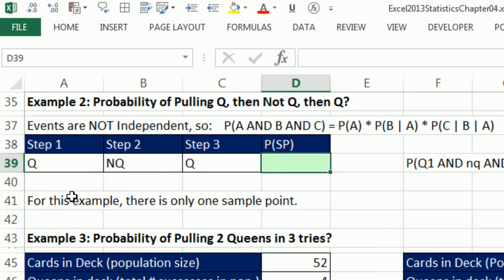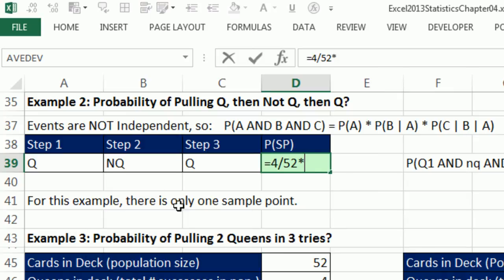I want to say in step 1, I'm pulling a queen. The next pull, I'm not pulling a queen. And then finally, I'm pulling a queen. So how in the world would we do that? Well, we got the first one equals, well, there's 4 queens divided by 52 times.